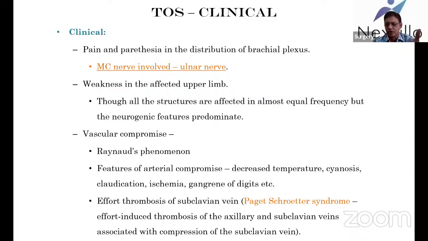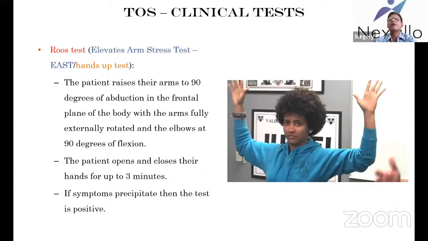So, once this has presented to us, how do we clinically test that thoracic outlet syndrome has precipitated, or make a clinical diagnosis? A few important clinical tests are done. One of these tests is known as the Roos test. Roos test is also known as the elevated arm stress test, or EAST for short, and it is also known as the hands up test.